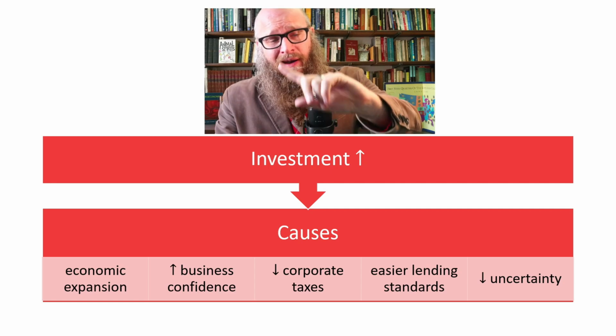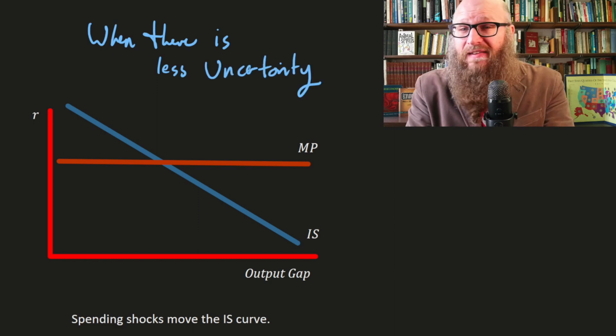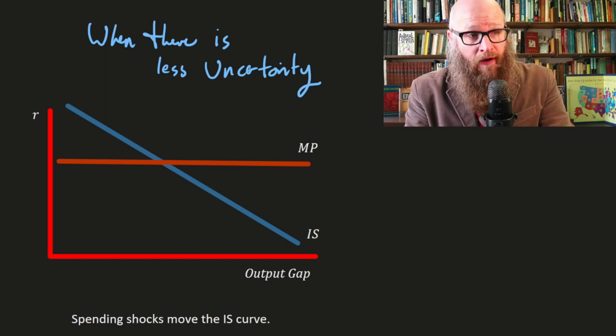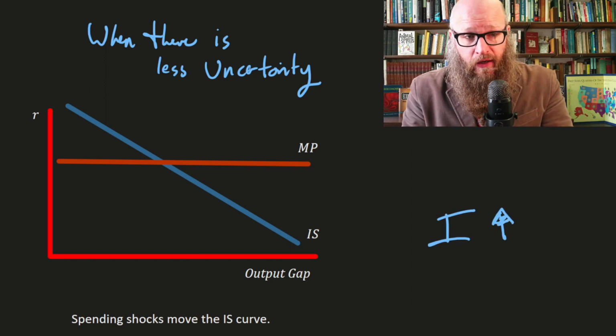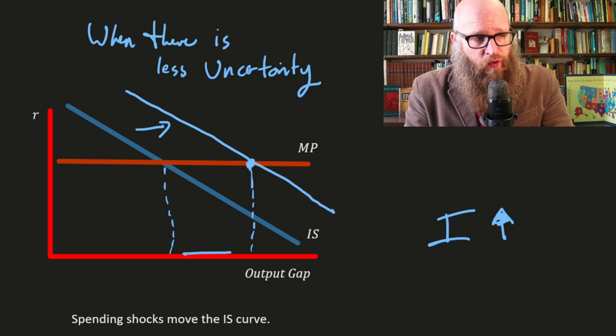And the last one is uncertainty. When there is less uncertainty, businesses have more confidence that their investment projects will pay off. We will see more investment. More investment means a rightward shift in the IS curve, which will result in more economic activity overall.